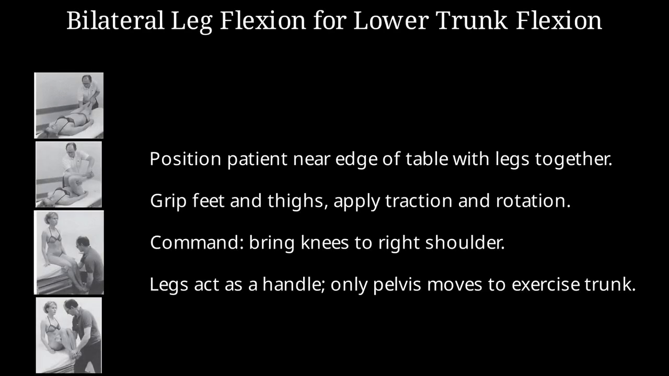To perform bilateral lower extremity flexion with knee flexion for lower trunk flexion, position the patient near the edge of the table with legs together. The therapist grips the feet and thighs, applies traction and rotation, and commands the patient to bring their knees to the right shoulder. The legs act as a handle, and only the pelvis moves to exercise the trunk.